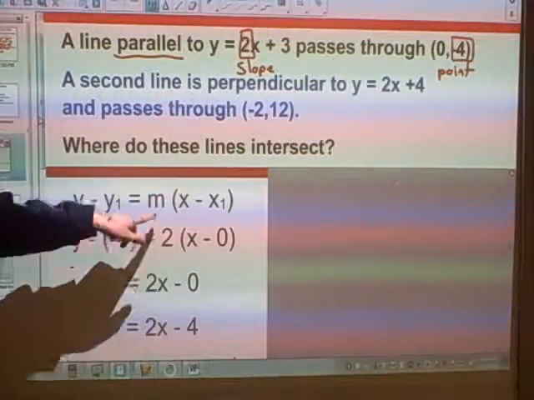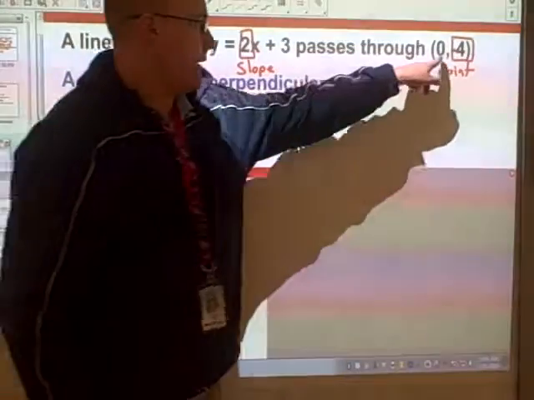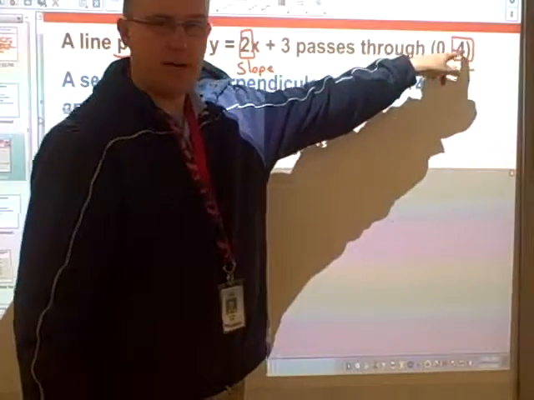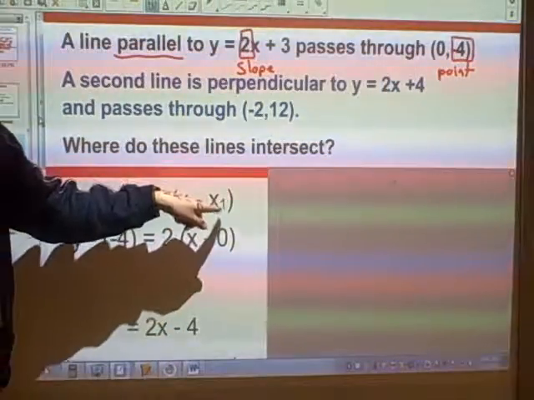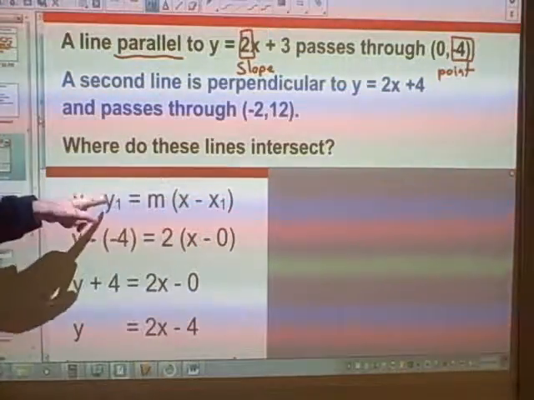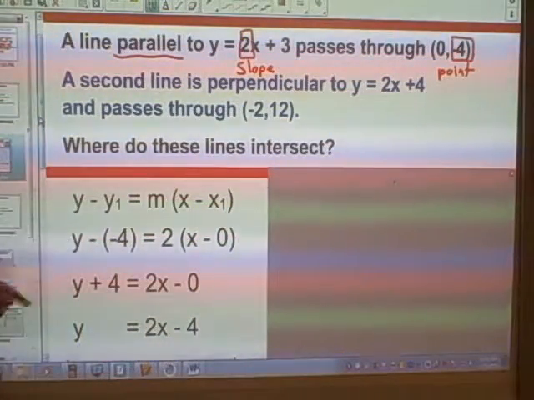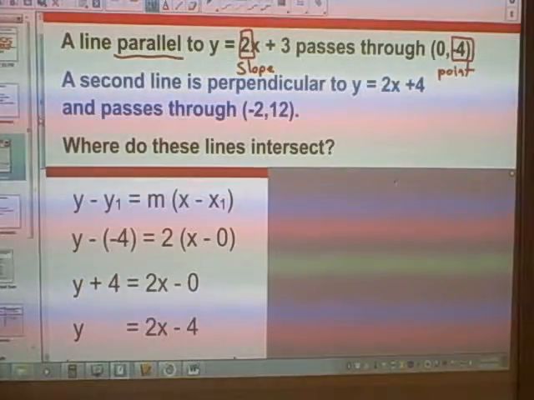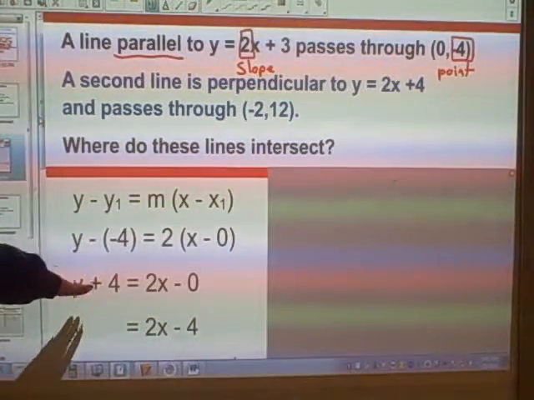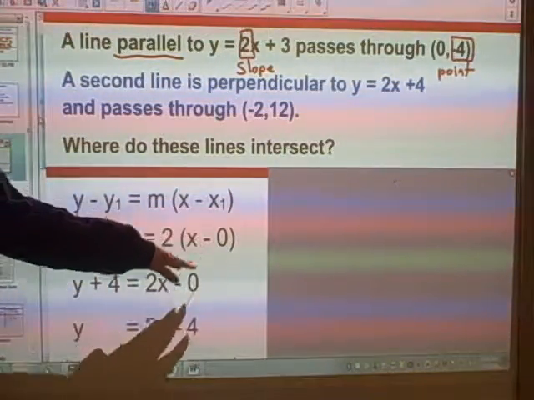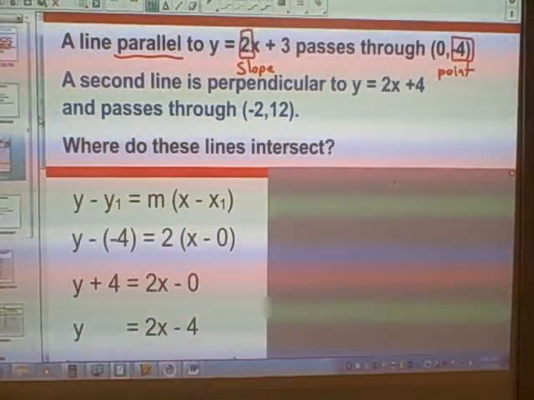So m is our slope, which is 2. Our x value is 0, and our y value is -4. So our first x value is 0, and our first y value is -4. Now when we subtract a negative, that's the same as adding, so we're going to put a plus for that. And then we can go ahead and distribute this. And I'm going to have to pause the video for a second.